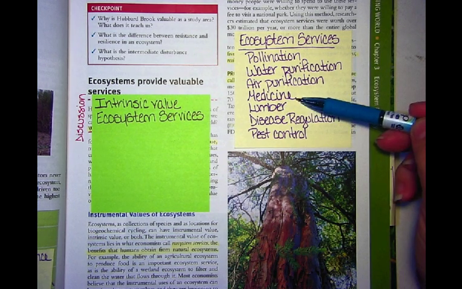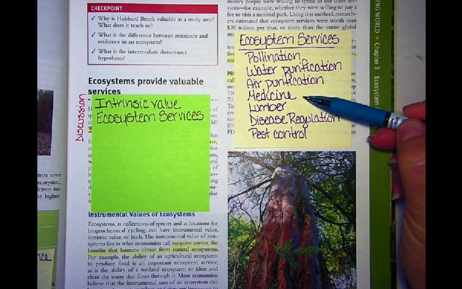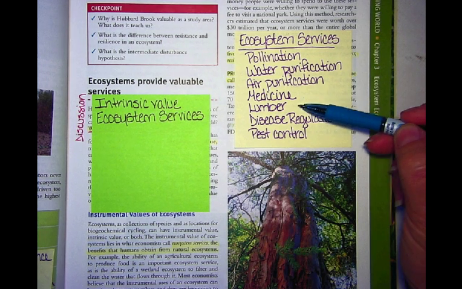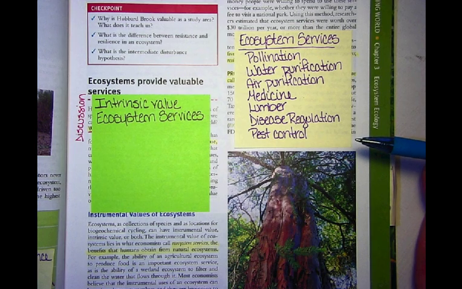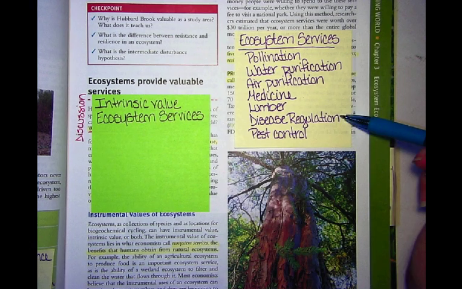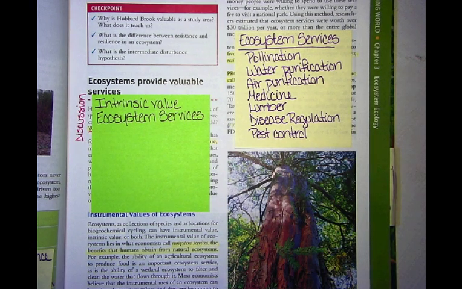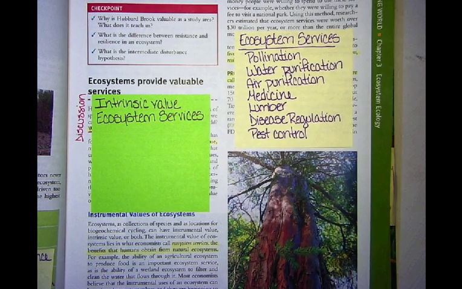A lot of our medicines come from or originate from nature. Aspirin is from a royal willow. Digitalis, which is an old heart drug, is from periwinkle? No, not periwinkle. Periwinkle produces something else. We get lumber, we get disease regulation, we get pest control, bats eat those mosquitoes, that kind of thing. So you need to be familiar with some of your ecosystem services because that pops up.